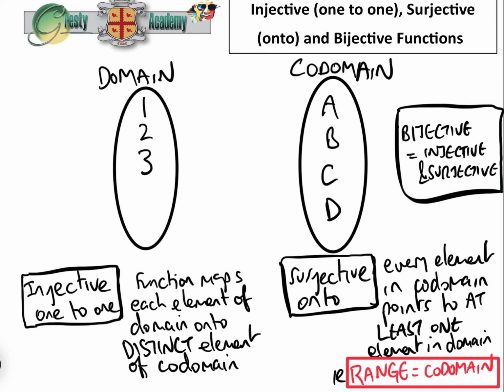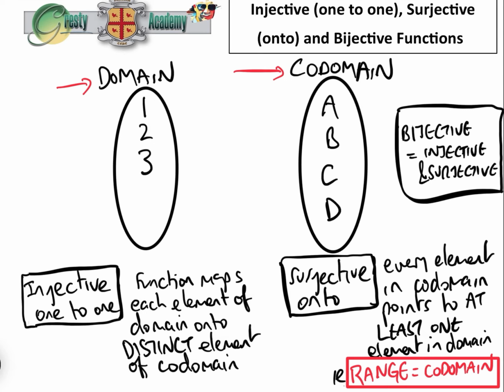So today we're going to be doing injective, surjective and bijective functions. I've already pre-written some of the stuff on here to save a little bit of time. First of all, here is the domain, which is the set of input values. Here is the codomain, which is all the set of possible output values.